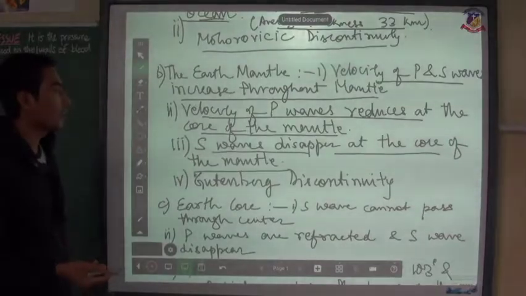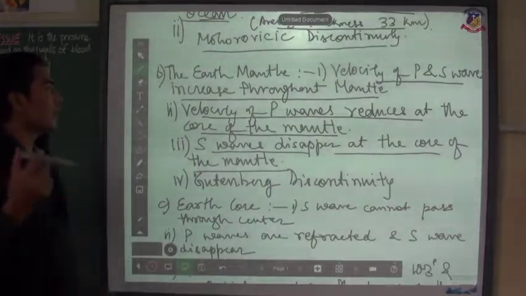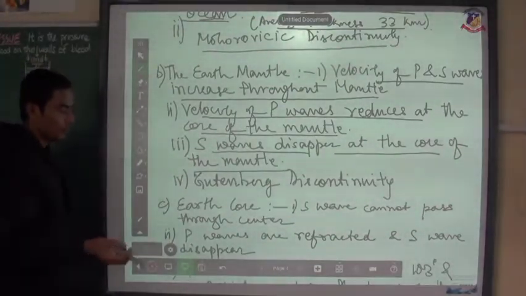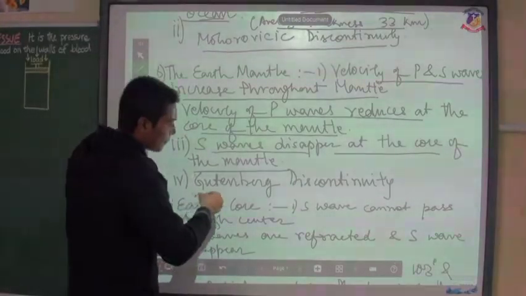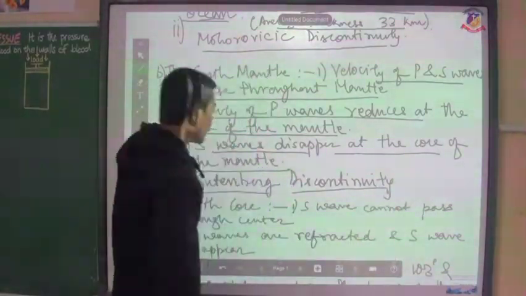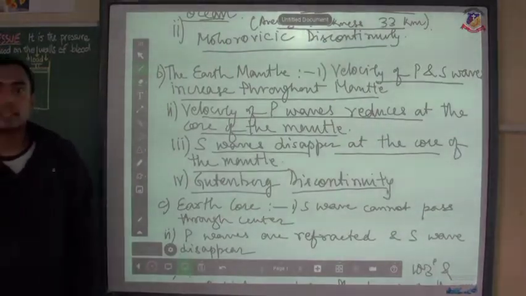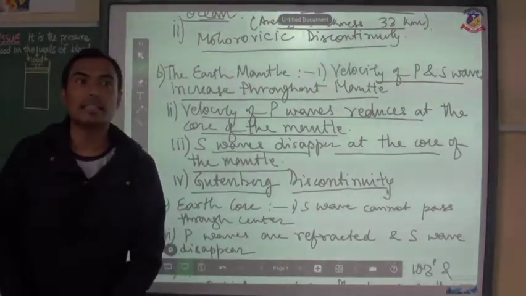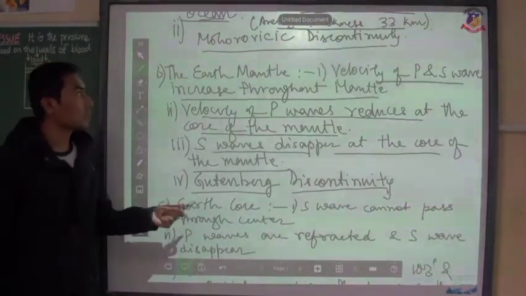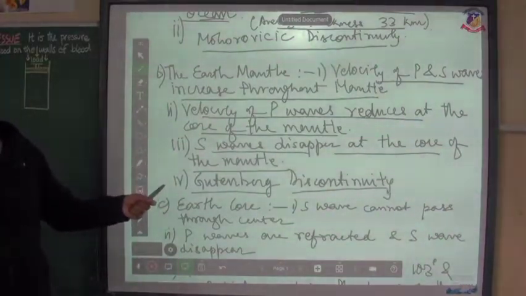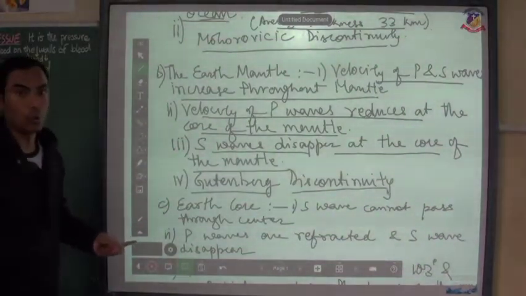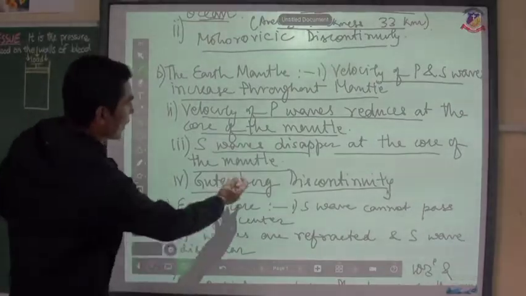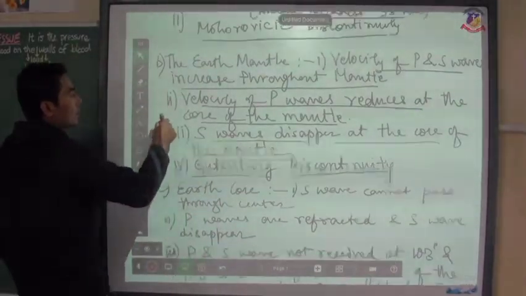The secondary waves disappear at the core of the mantle, and there is one particular layer known as the Gutenberg discontinuity. The Gutenberg discontinuity is the layer which separates the earth mantle and the earth's core, and that layer is called the Gutenberg discontinuity.